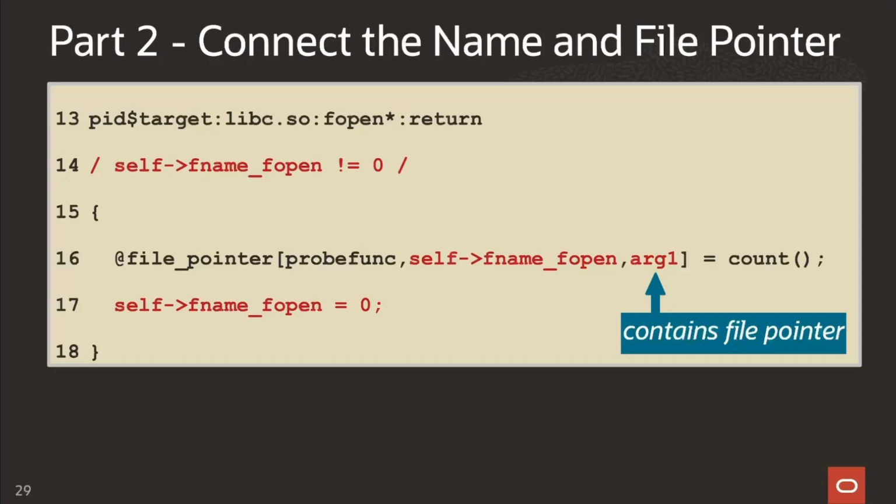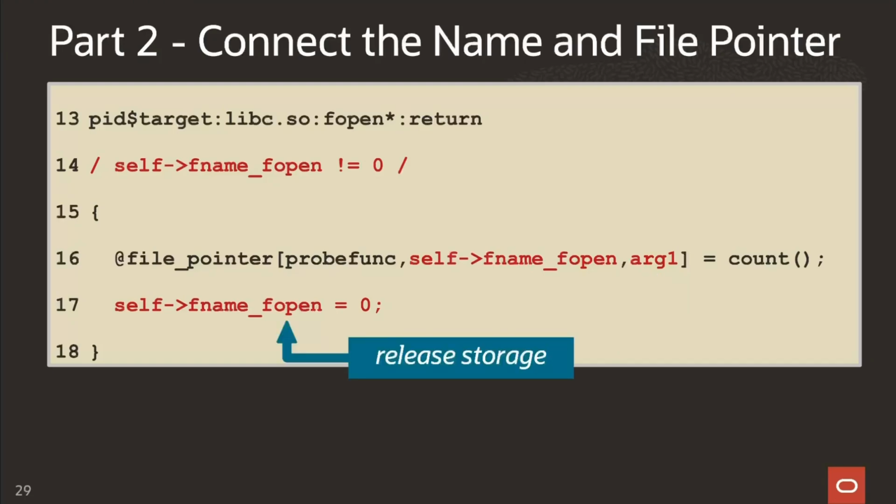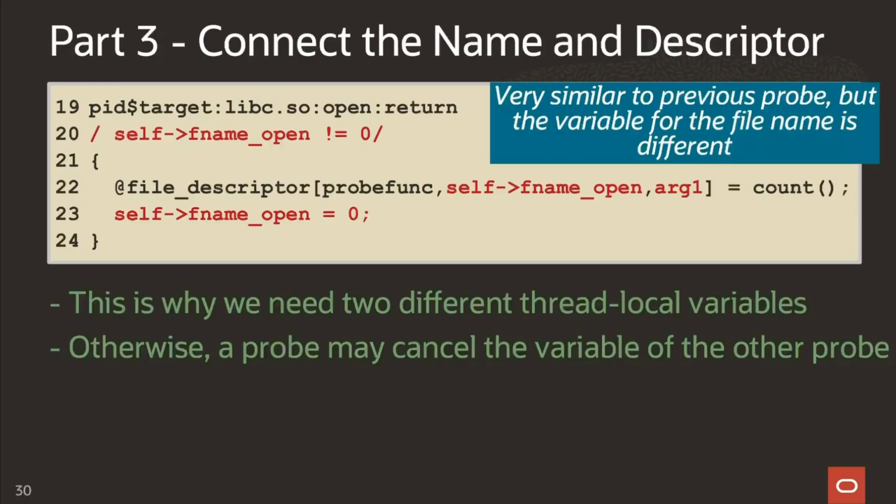So now I have indeed successfully linked those two together and I store that in an aggregation and I have my combined result. Always be careful to release the storage of your thread local variables, and that's what I'm doing at line 17 because I don't need it any longer. I got them coupled and we're done. And this is the open return probe.